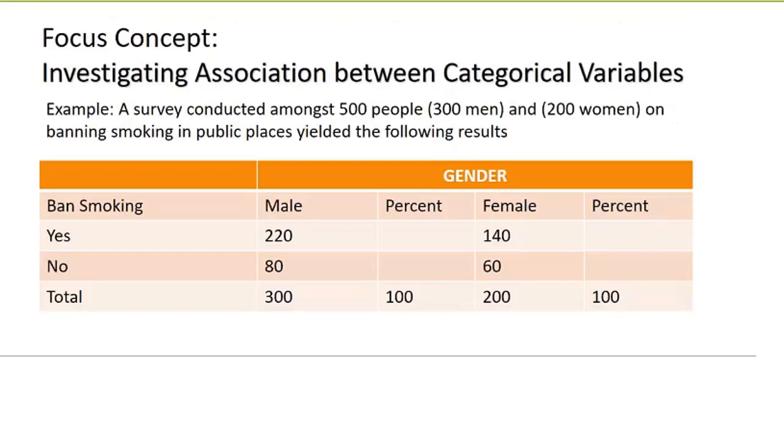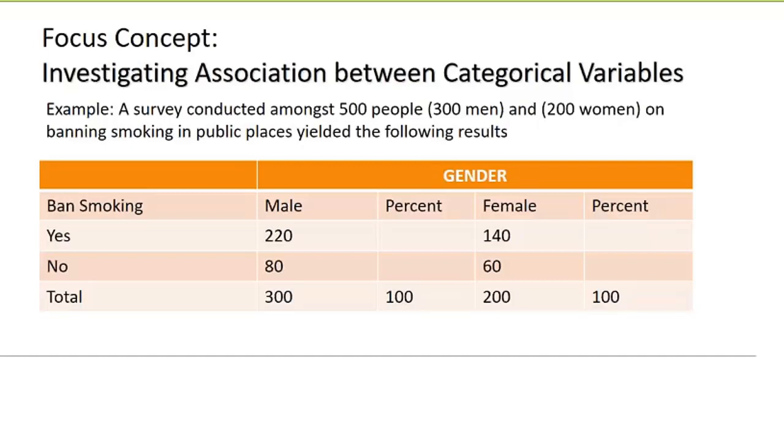Now, the first example I've taken is a question where we are going to see the association between two categorical variables. So the example is a survey conducted amongst 500 people, of which 300 are men and 200 are women. And the survey is asking them if smoking should be banned in public places. And 220 men, as you can see, are in favor of banning, and there are 140 females that are in favor of banning smoking in public areas. And with the no response, there are 80 males and 60 females.